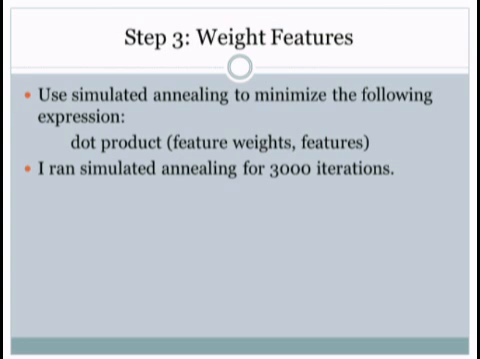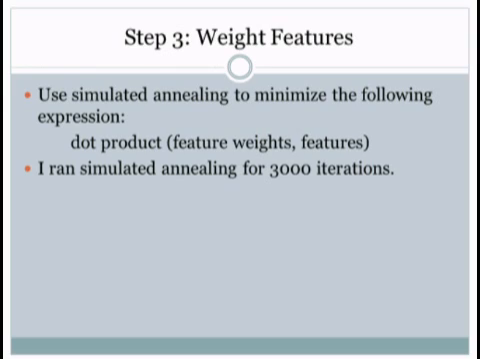So the next step is to weight the features. I'm going to talk about the features in a second. But basically the idea is you have a bunch of features in the same units, and you want to decide which ones are important. You could arbitrarily decide which ones you think intuitively are important, but I chose to use an algorithmic way to decide which one was most important.